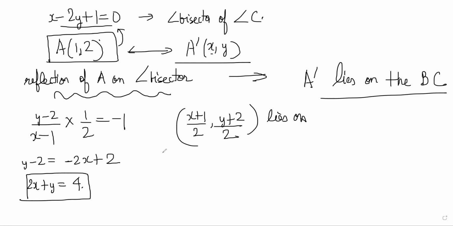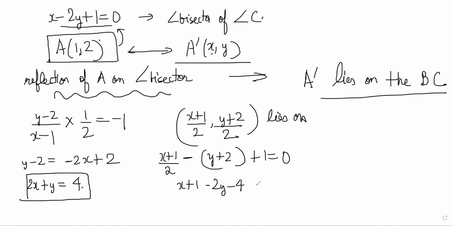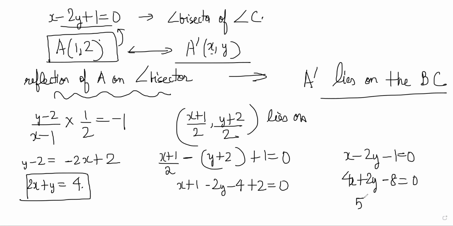So you'll get (x plus 1) by 2 minus 2 times (y plus 2) by 2, plus 1 is equal to 0. So you get x plus 1 minus 2y minus 4 plus 2 is 0. So that becomes x minus 2y plus 3 minus 4. So minus 1 is 0, right? So we can say 4x plus 2y minus 8 is 0, and add these two, you get 5x minus 9 is 0. So x is equal to 9 by 5, right?